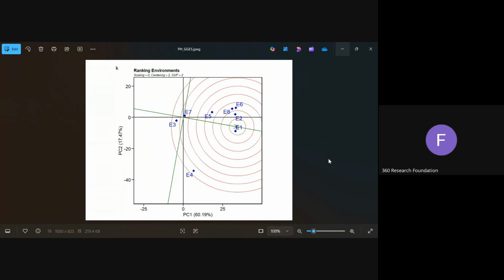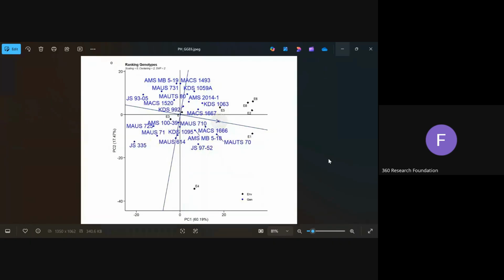These 4 are nearer to the center of the concentric circle. So that's why we concluded they are most reliable and most stable. Then E5, E7, they are moderately reliable but less efficient than these 4. E3, though it is somewhat close, is less effective. And E4, it is present on the lower axis, so it is suitable for specifically adapted genotypes, if any. So likewise, the ranking of environments. The next is ranking of genotypes.